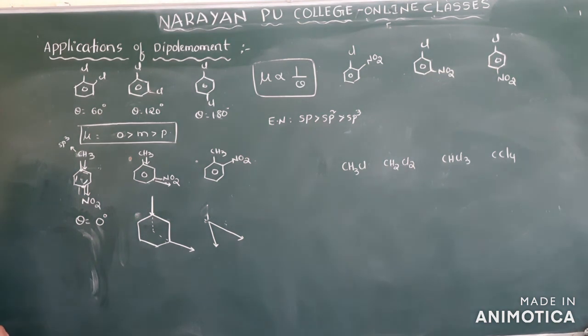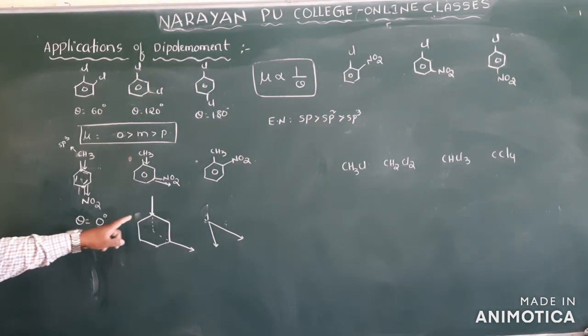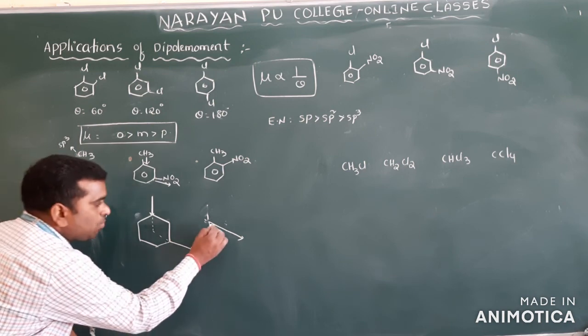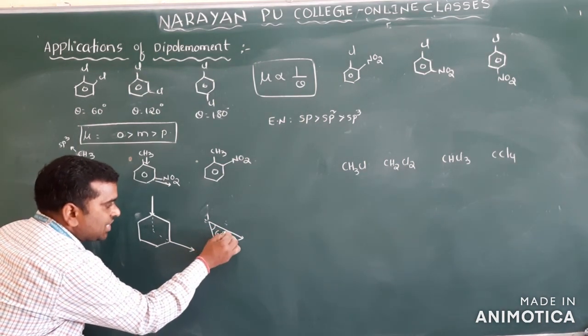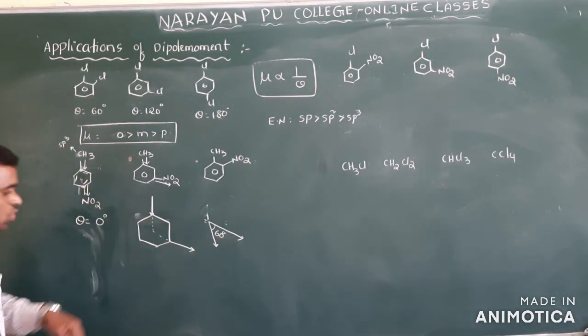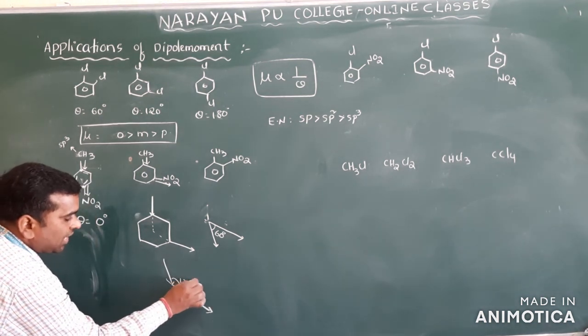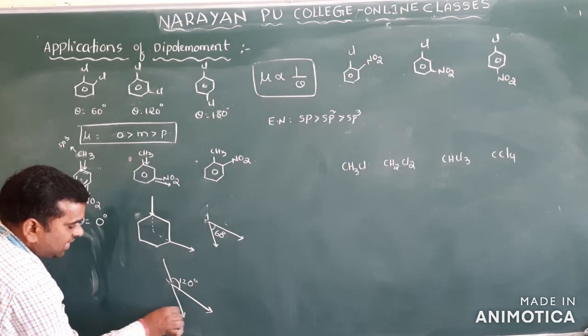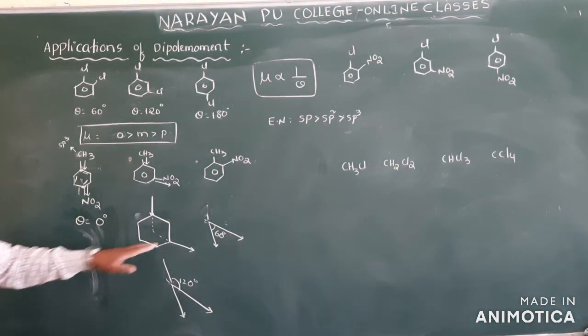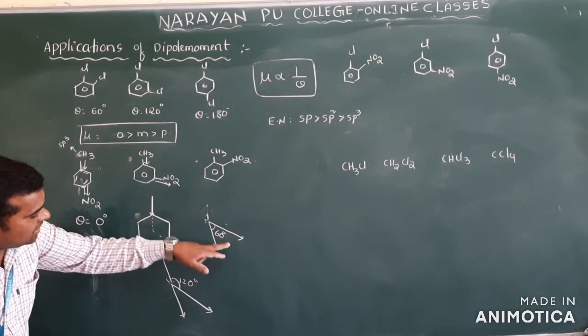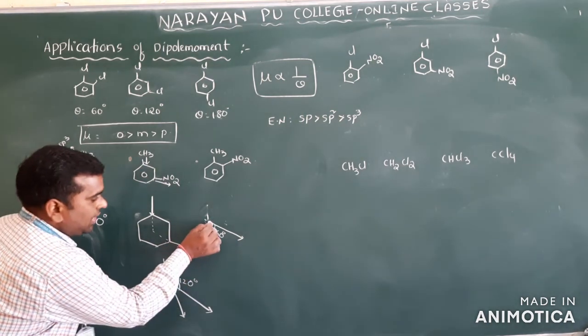Now what will be the bond angle here? The bond angle here is not 120. Here the bond angle is 60. Why? Because we should not consider this as the bond angle. You have to write it after the resultant. This is coming. Clear? Next. Then what will happen now? That is the bond angle. The resultant will be like this.